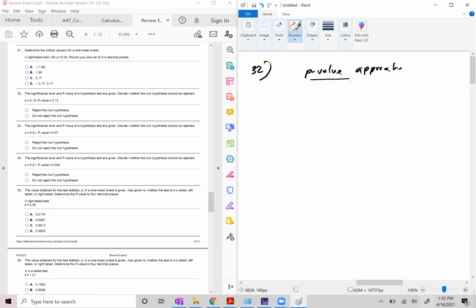Now, these questions are not about how to find the p-value. There can be questions of how to find the p-values, right? We will learn them later. Now, the next few questions are asking you how to make a conclusion based on the p-value. That means the conclusion is whether to reject the null or do not reject the null. How to make that conclusion using the p-value?